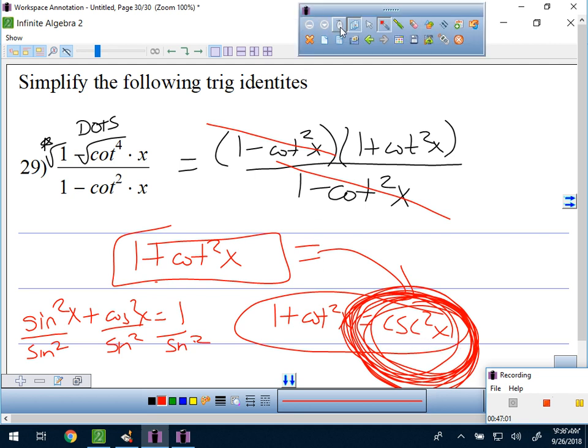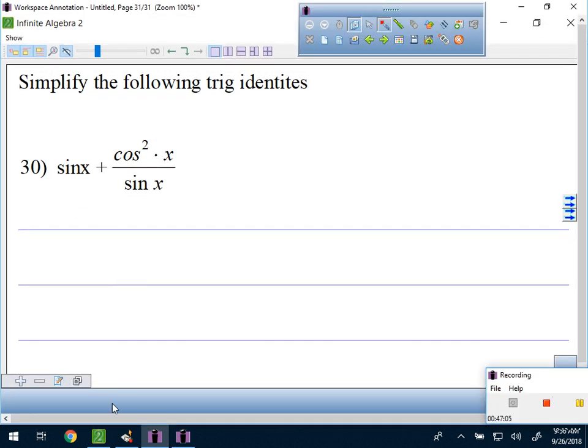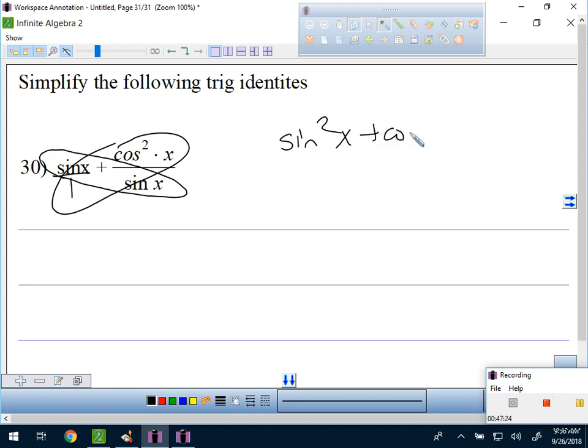All right, last one, number 30. It is another one of these trig identities, and here's the thing about this one. We're going to do, I don't know if Caroline or Leah came up with it, the butterfly method. I don't remember who came up with that idea, but I use it. So put this over 1, and we're going to do the butterfly method. So sine of x times sine of x is sine squared. Cosine squared times 1, so plus cosine squared, over sine of x times 1 is sine of x. So I call it cross multiply, but butterfly method works for me.